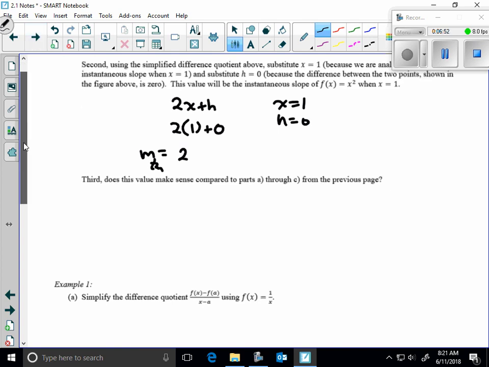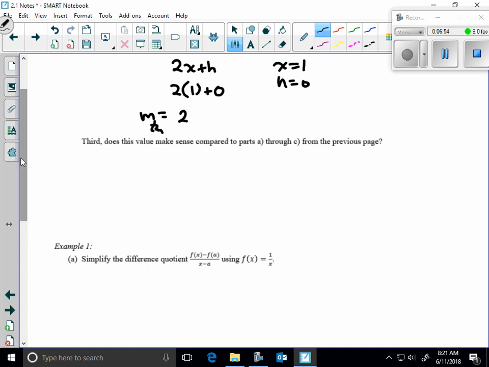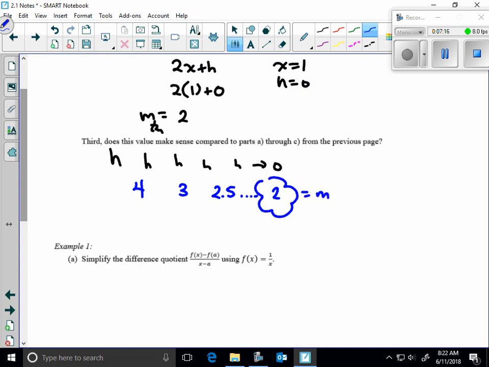Now, let's look at the values that we had before and see if it makes sense. As h gets smaller, so we've got larger h's, and as h gets smaller, approaching 0, what happened to our slopes? Well, they went from 4 to 3 to 2.5, and then we took this big jump to 2. So it looks like the slope of our tangent line would be 2.